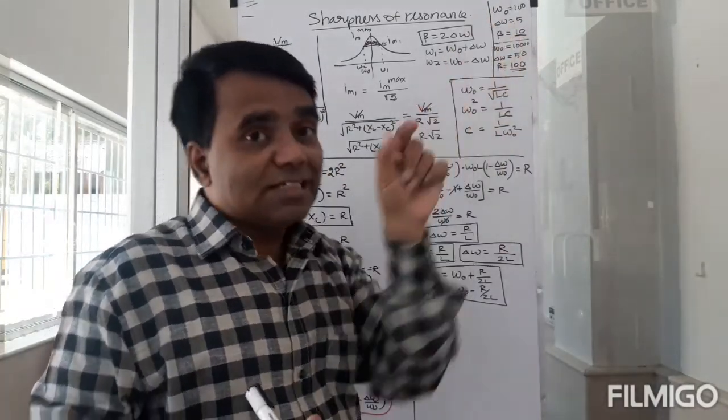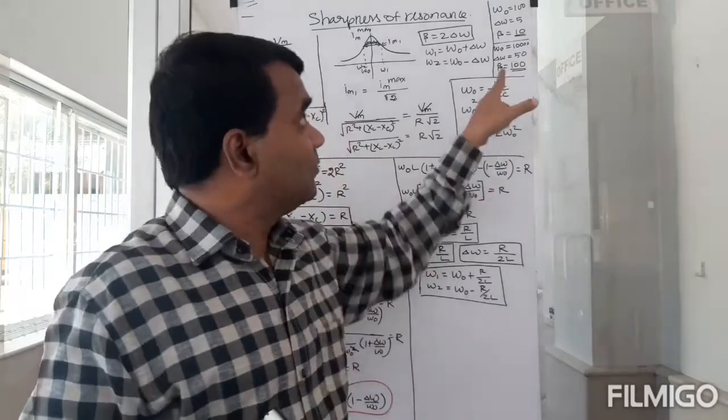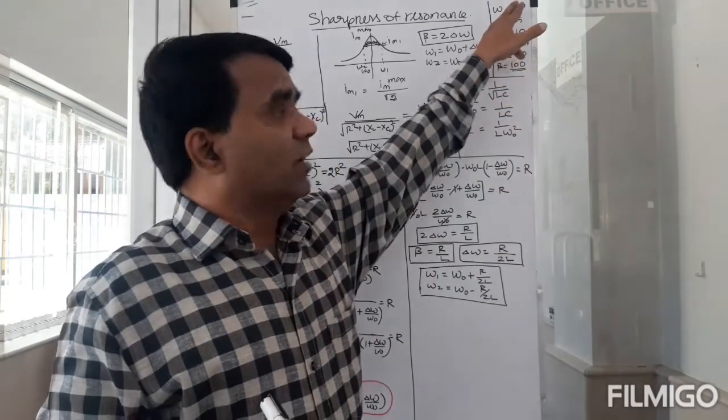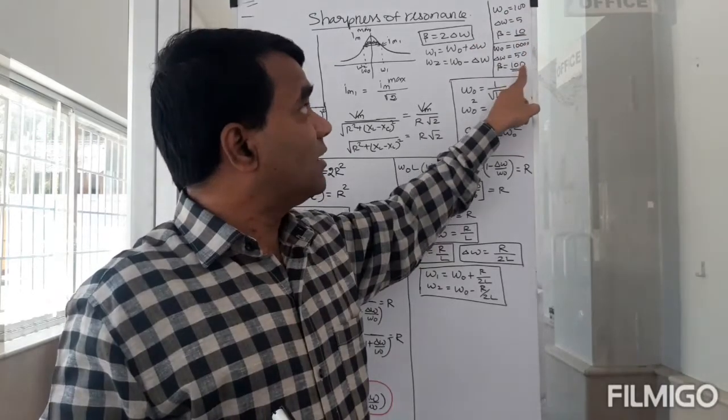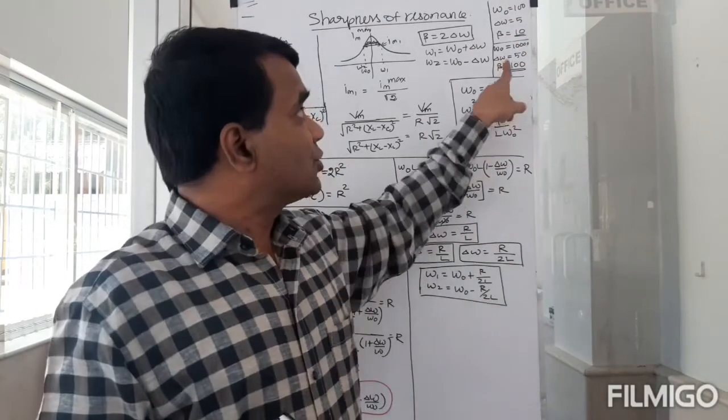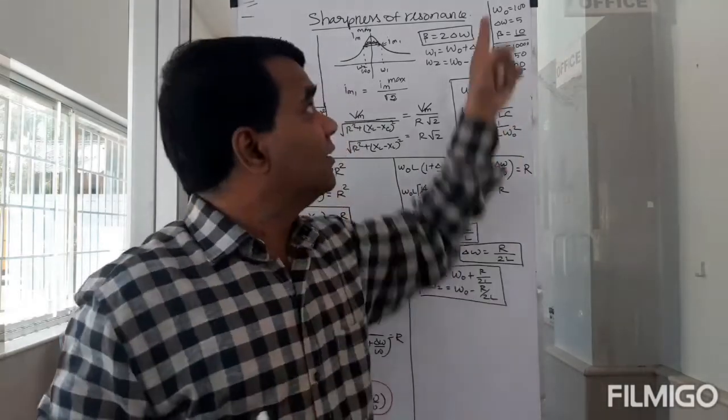So here the bandwidth is just 10 radians, but here the bandwidth is 100 radians. But 10 out of 100, but 100 out of 10,000. So this is sharper, this is narrower than that one.